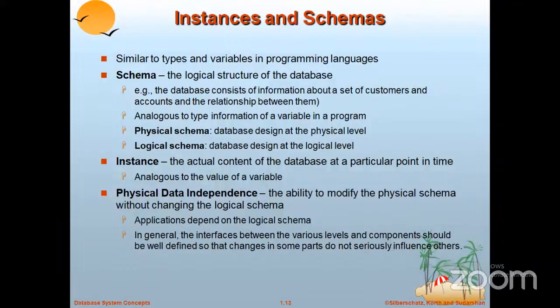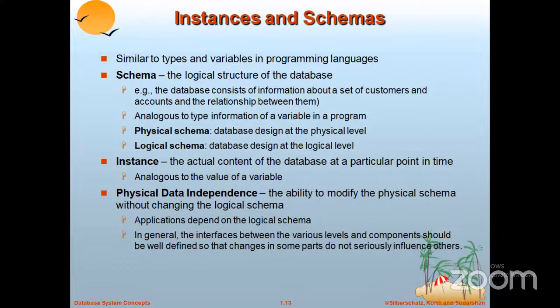We already know data abstraction, right? How many levels are there? Three levels: physical level, logical level, and view level. So a physical schema is a database design at physical level, and a logical schema is a database design at logical level. That is what a schema is. You can write the definition like it is the overall design of the database. Every time you write database, you need to write the definition of database.